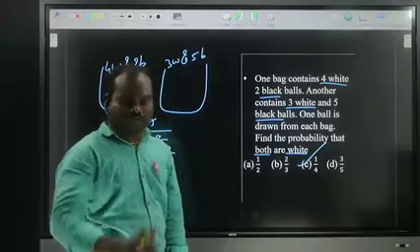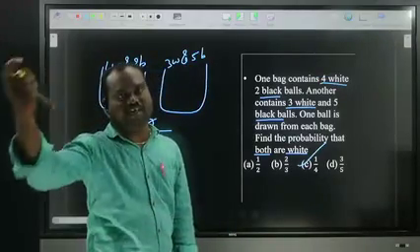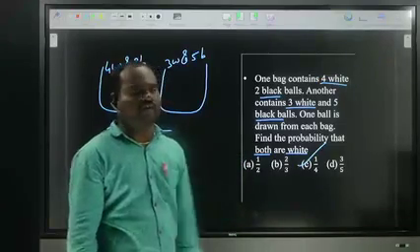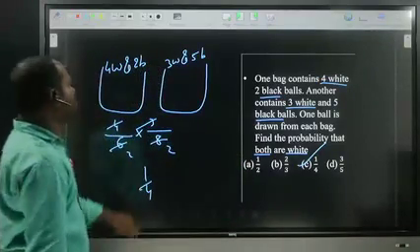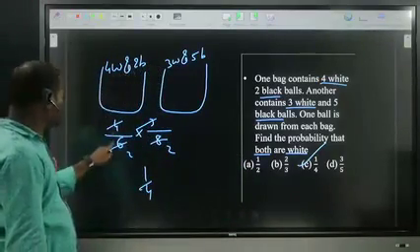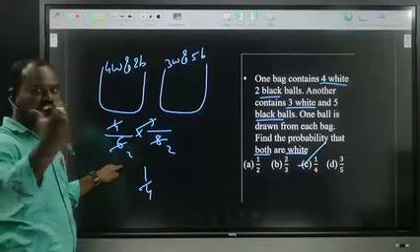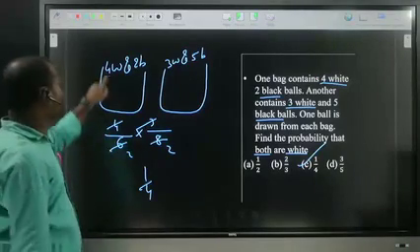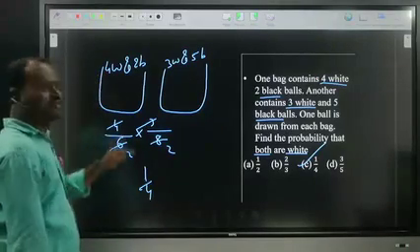Both are white. From the first bag you want white, and from the second bag also you want white. In the first bag, total how many are there? 6. Denominator 6. From that we are taking one, and that should be white color. How many white? 4. So 4 by 6.